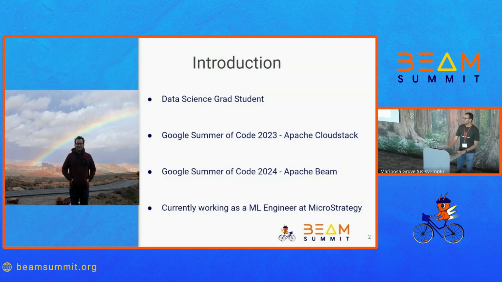Last summer, I worked on Apache CloudStack, which is an infrastructure as a service cloud orchestration tool, where I directly worked with different hypervisors such as VMware and KVM at a very low level. This summer, I worked on Apache Beam for implementing the RAG pipeline to add to the semantic search pipeline use case in Beam. Currently, I'm working as a machine learning engineer at MicroStrategy.